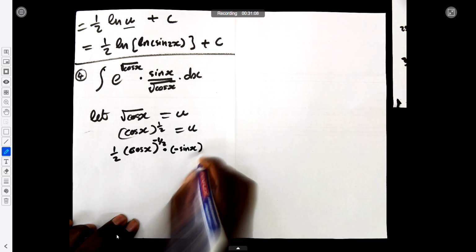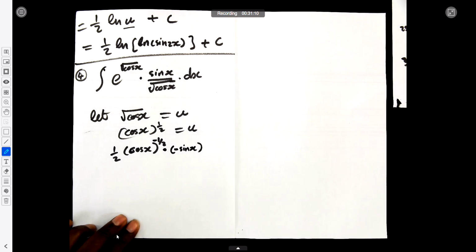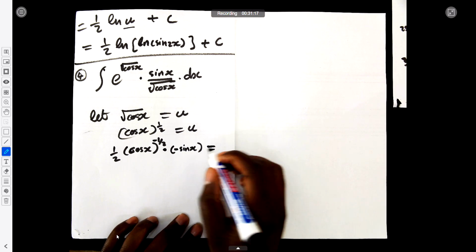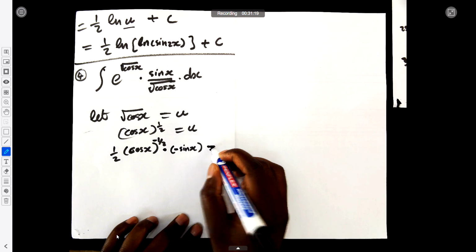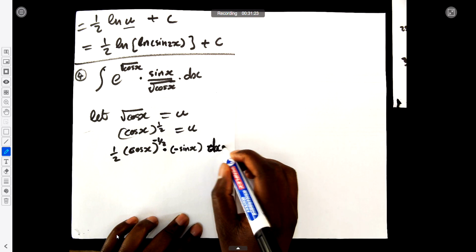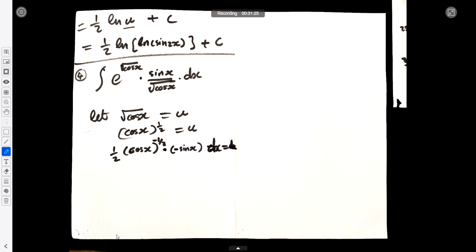Negative sine x. We're supposed to multiply by the derivative of the angle, which is 1. So on the other side, we multiply by dx, and say it equals the derivative of u, which is du over dx. So we just multiply it out on the right hand side because we know at the end we need to multiply out by dx.